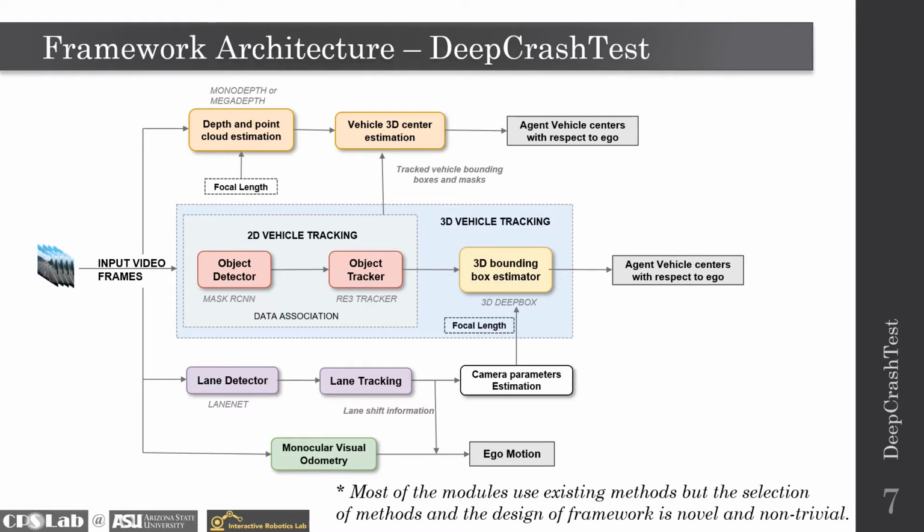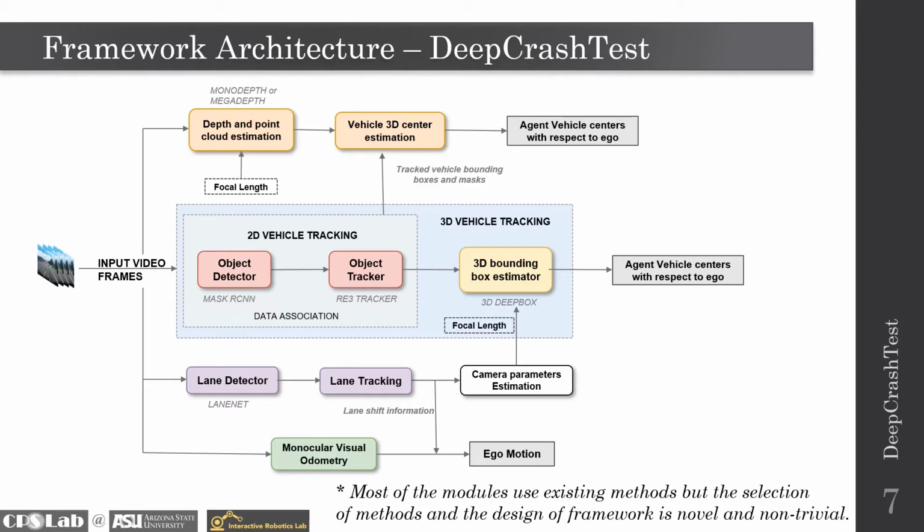Also, we can use the outputs of the lane tracking module to estimate the camera parameters using existing monocular camera calibration technique. These parameters can in turn be utilized by the 3D bounding box estimator or the point cloud estimation method. Most of the modules used in this framework are existing methods, but the selection of the methods and the design of the framework is novel and non-trivial.